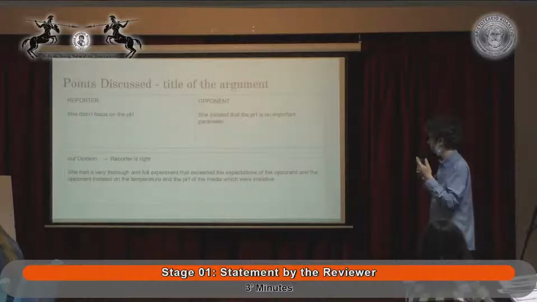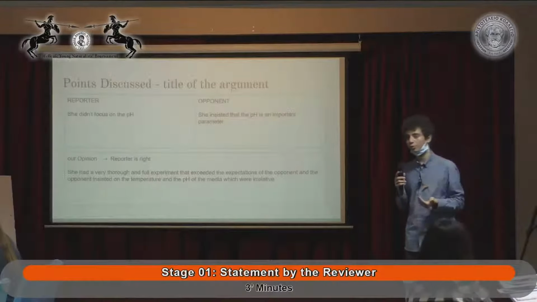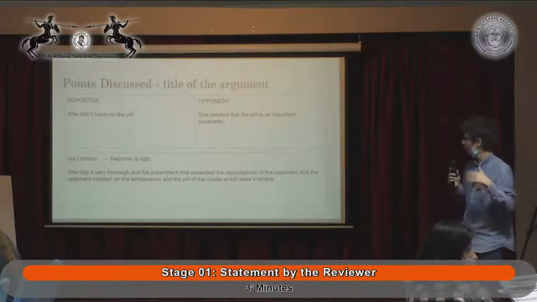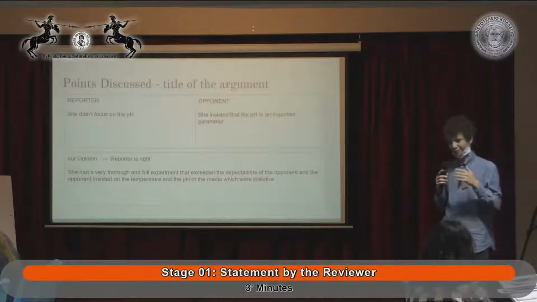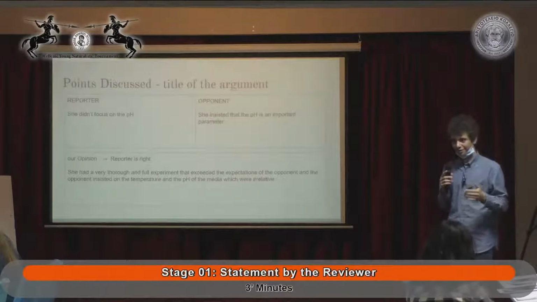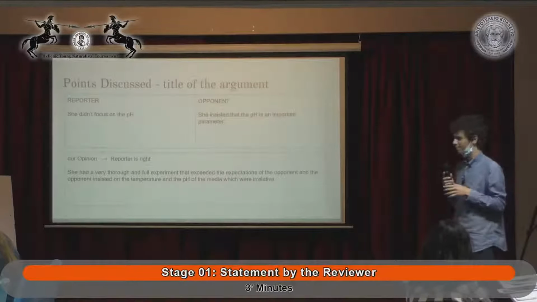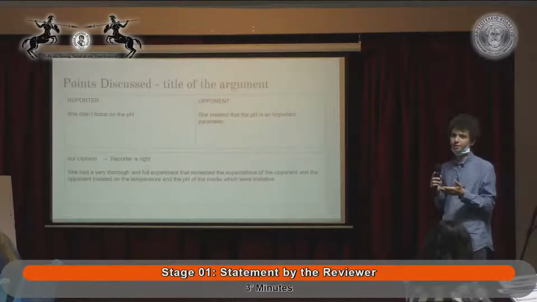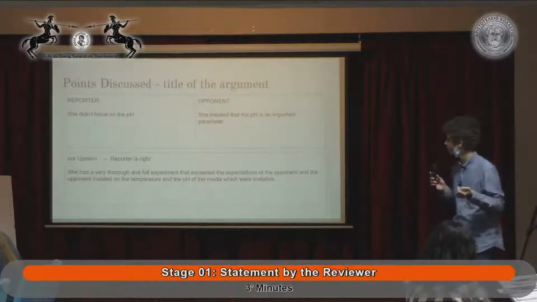The opponent insisted on the pH. Our opinion is with the reporter, because she had a very thorough presentation, full of experiments that exceeded our expectations, and especially the reporter's, the opponent's, sorry. The pH was irrelevant, and the temperature, as the reporter said, was constant because of the incubator, of course.